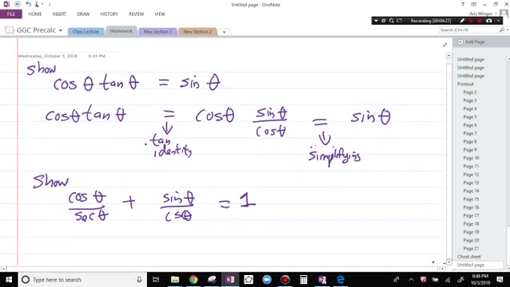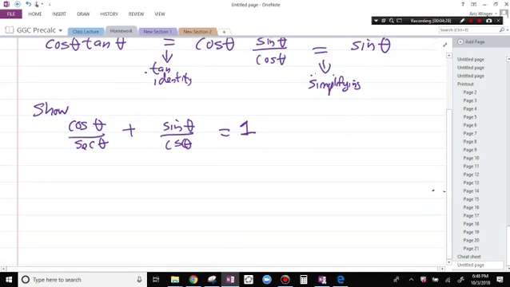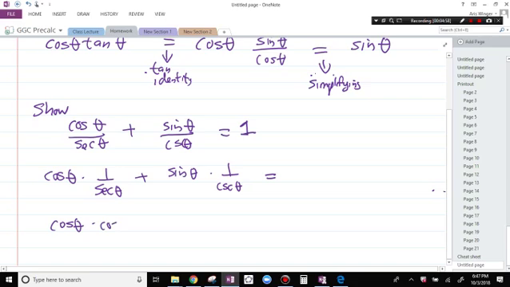Let's use that method. So what's secant? Secant is 1 over cosine. So this is cosine times 1 over secant plus sine times 1 over cosecant. I'm starting on the left, and I want this to be equal to 1. So then this is equal to, well, what's 1 over secant? Cosine. 1 over secant is cosine.